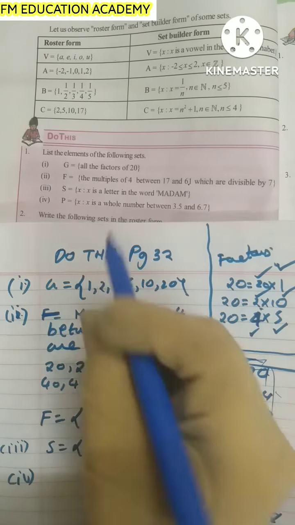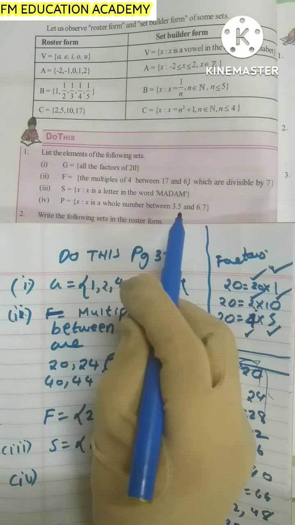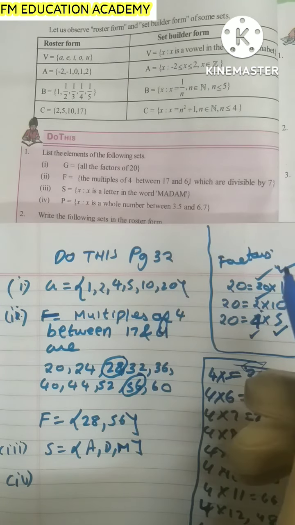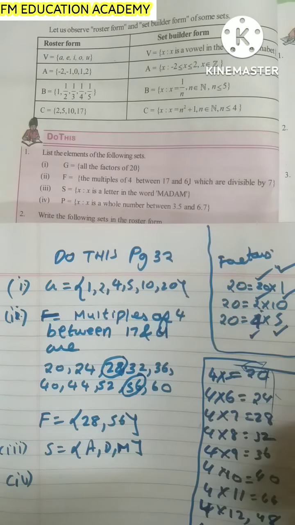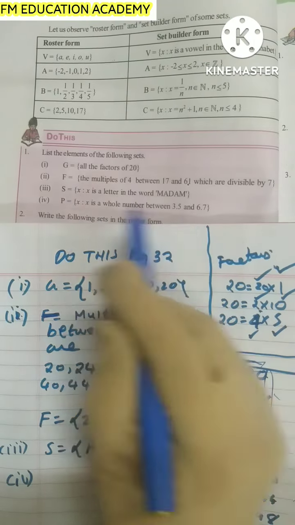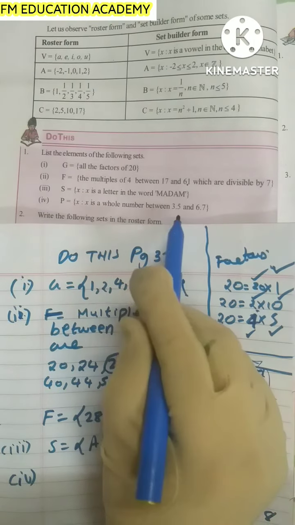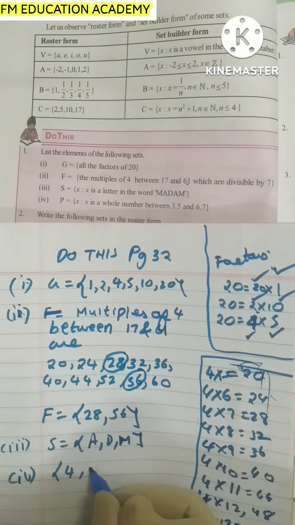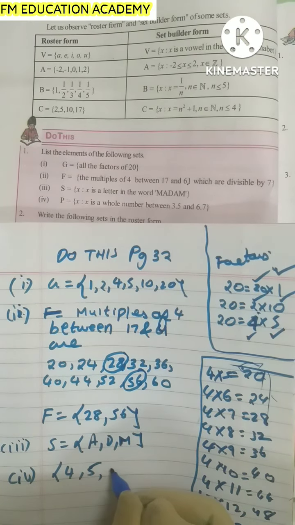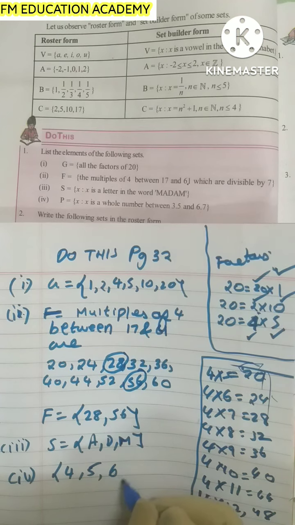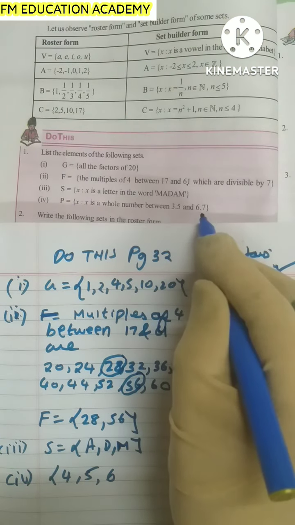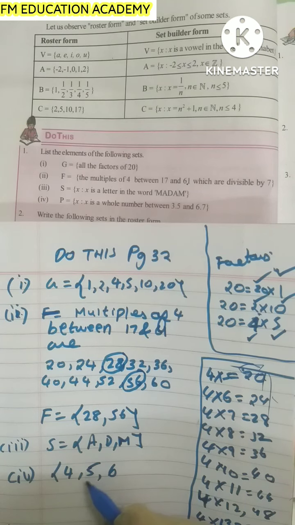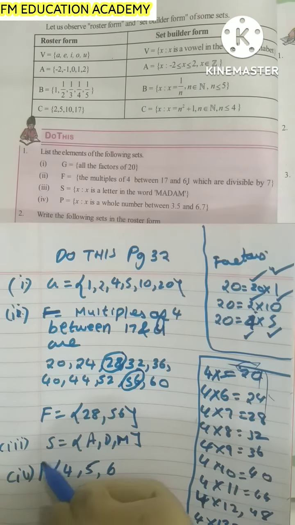Fourth bit, P is equal to {x : x is a whole number between 3.5 and 6.7}. We know what whole numbers are: 0, 1, 2, 3, 4, 5. Decimal numbers should not come in whole numbers. So here 3.5, after 3.5 what comes? 4, then 5 and 6. 7 will not come because 7 is more than 6.7. So whole numbers between 3.5 and 6.7 are 4, 5 and 6.